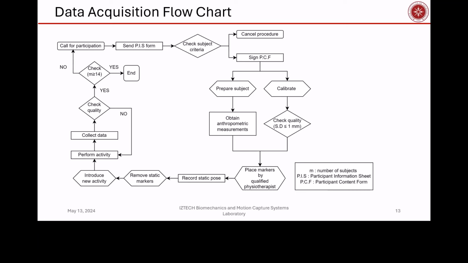Simultaneously, the camera system is prepared by performing calibration, and the measurements of the participant are taken by the physiotherapist. Once the participants are prepared, markers are placed on the subjects, initiating the image capture process. So here, every process you see is repeated for each participant until the number of subjects reaches a sufficient number.